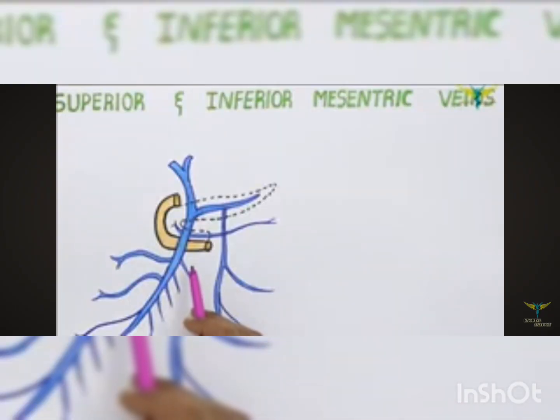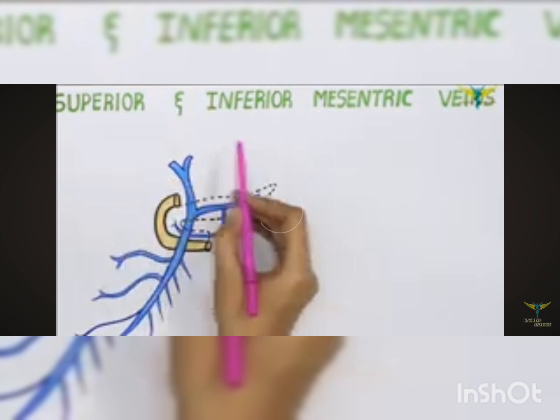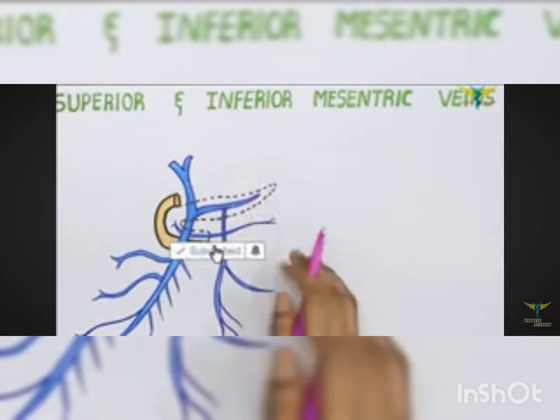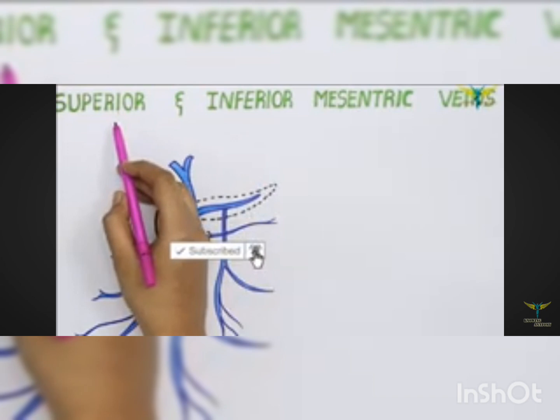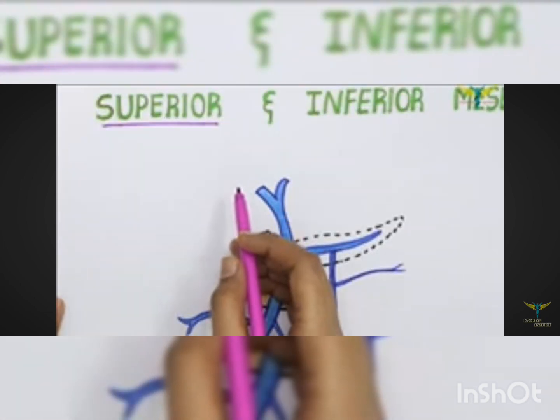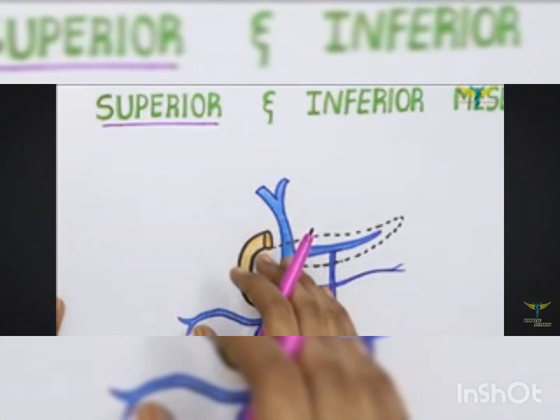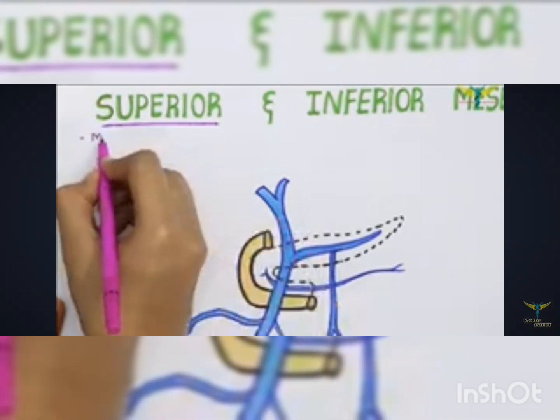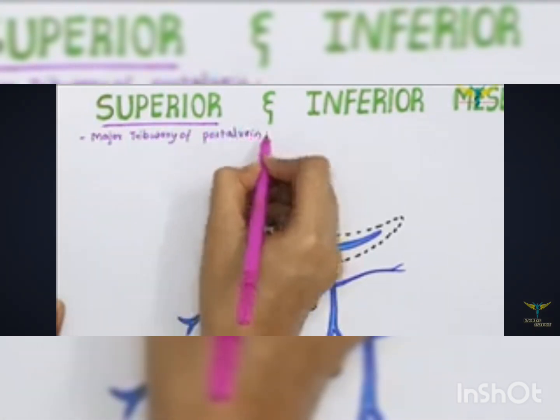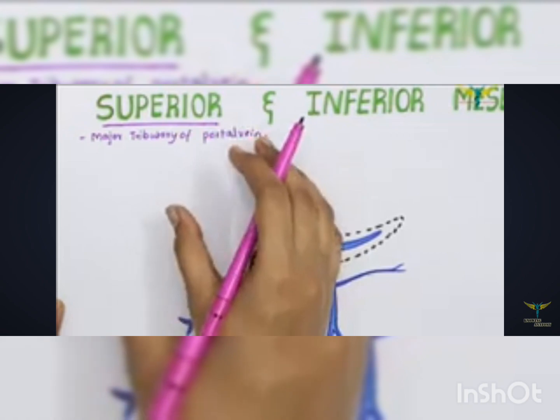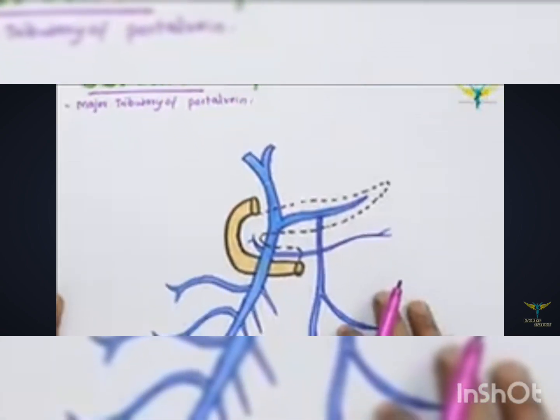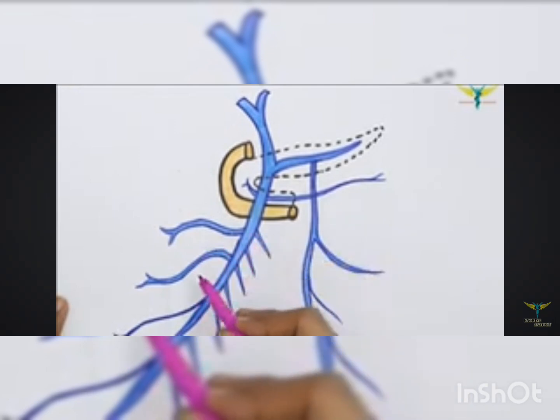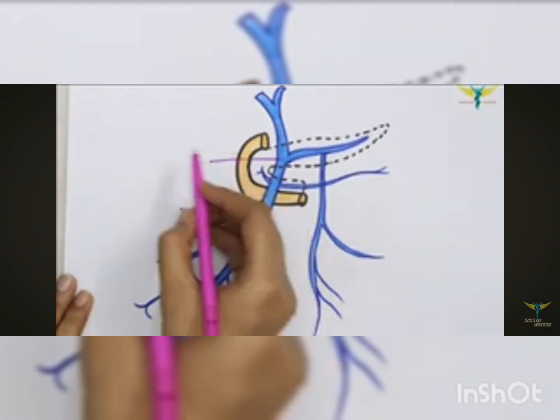In this video, let's learn about the superior and inferior mesenteric veins. The first one is the superior mesenteric vein. The superior mesenteric vein is the major tributary of the portal vein. It is formed in the right iliac fossa by the union of the small veins that emerge from the ileocecal region. So this is the superior mesenteric vein.